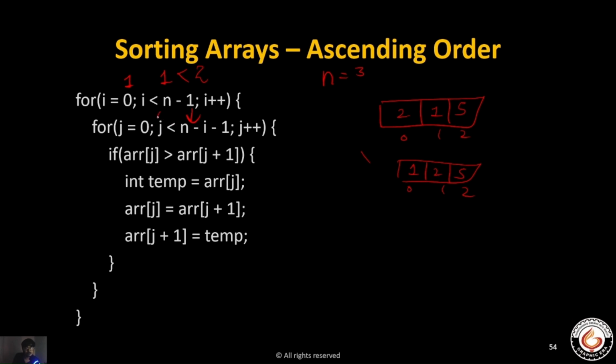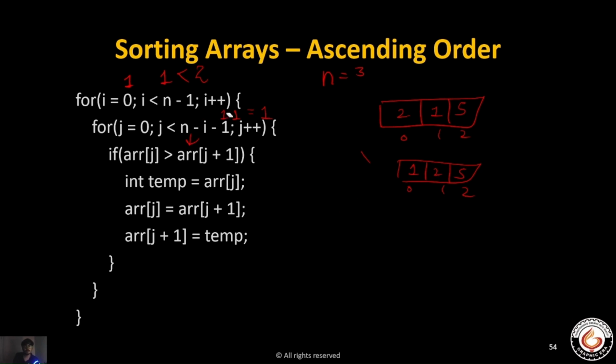Then we will check whether 0 is smaller than 3 minus 1 minus 1, which is equal to 1. Is 0 smaller than 1? Yes, that's correct, so we will go inside. Then we will check whether arr[j] is greater than arr[j+1], whether 1 is greater than 2. No, that's not true, so we will get out of this loop again.